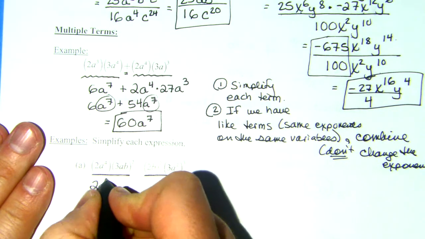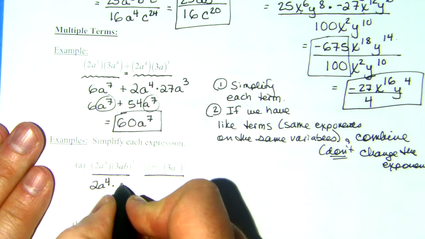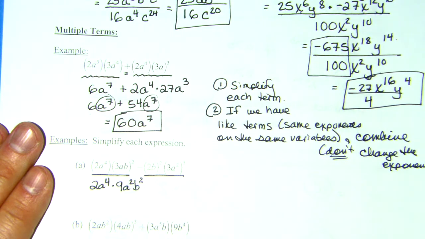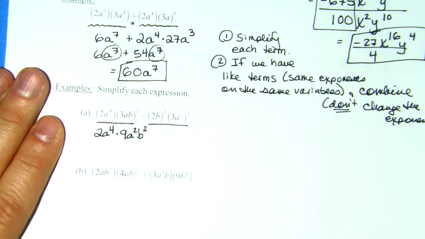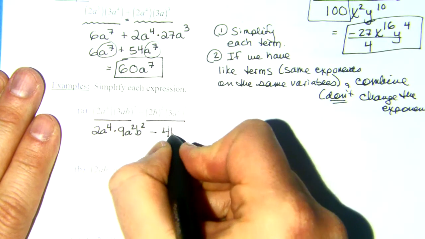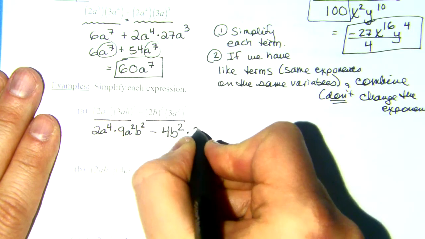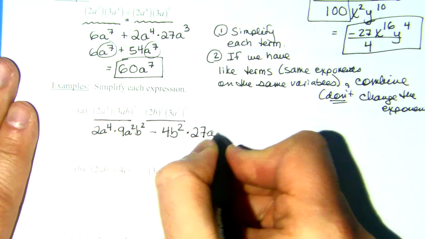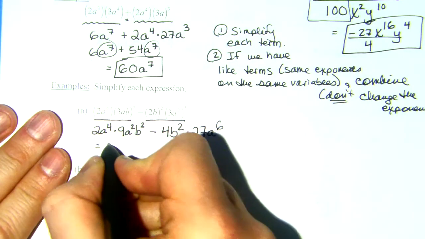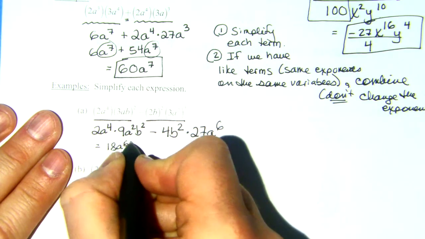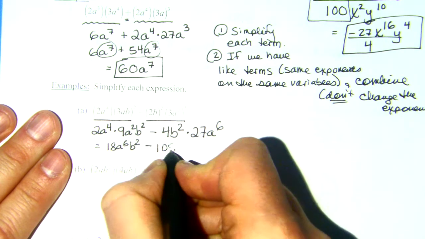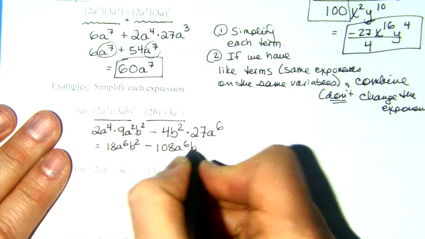Two a to the fourth times 9a squared b squared minus, 2 squared is 4, b squared times 27 a to the sixth. Let's do our multiplication, and we're going to get 18 a to the sixth b squared minus 108 a to the sixth b squared.